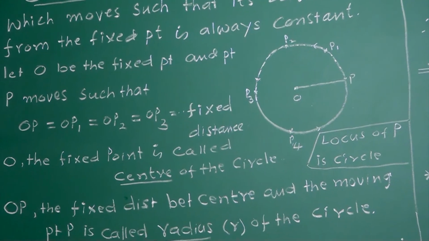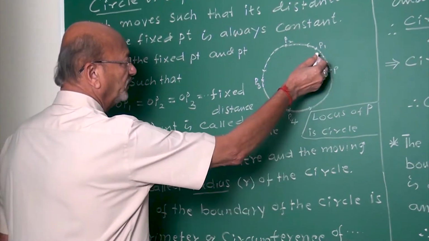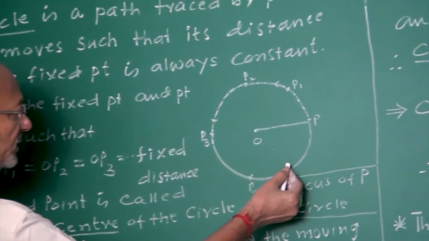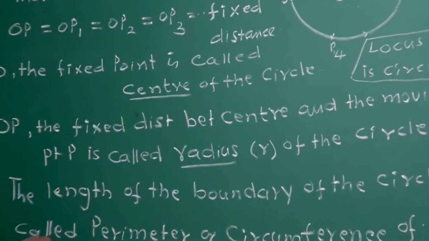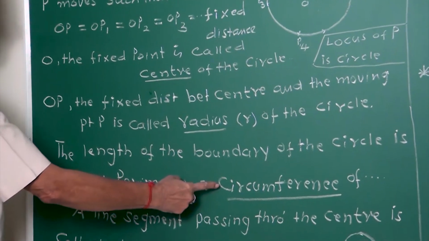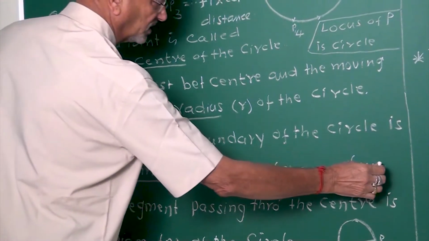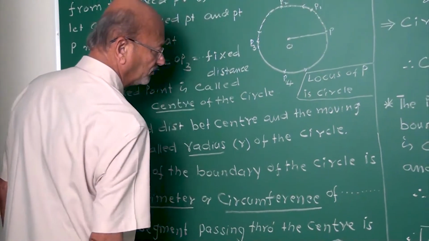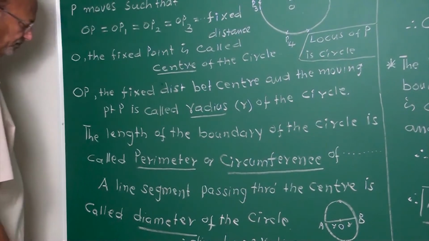Then the length of the boundary of the circle, or locus of P, my friends, is called the perimeter. Another name for it is the circumference of the circle. Instead of writing "of the circle" every time, you must understand it is of the circle.